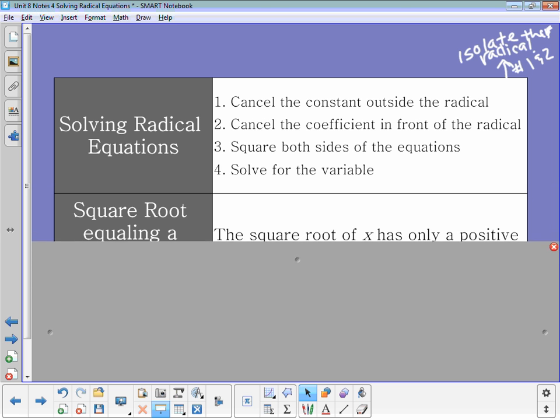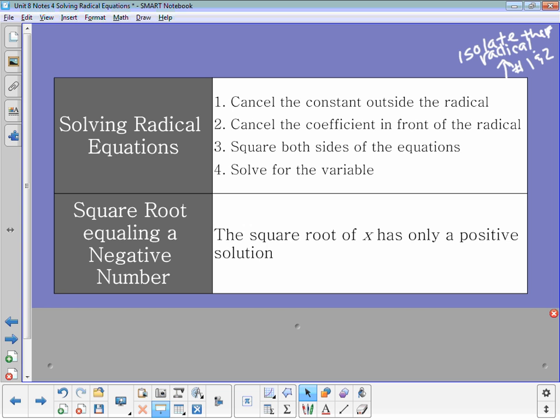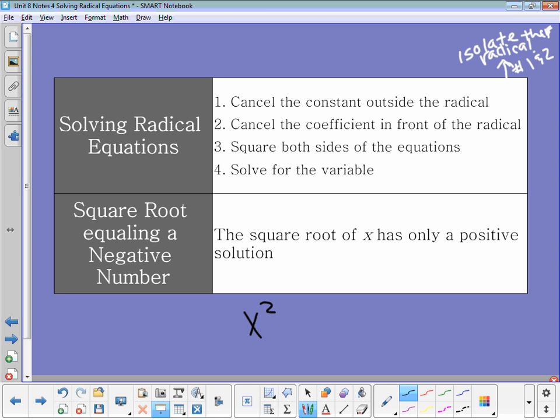One thing that I do want to discuss is the square root equaling a negative number. The square root of x only has a positive solution. So when we have something like x squared equals 9, when we take the square root of that, our two solutions are -3 and 3. But when we're looking at this x under the radical, this is just x to the first power. Here we had x to the second, which is why we got two solutions, but this is only x to the first, so there's only one solution and it's going to be positive. So that's what we're looking for today.